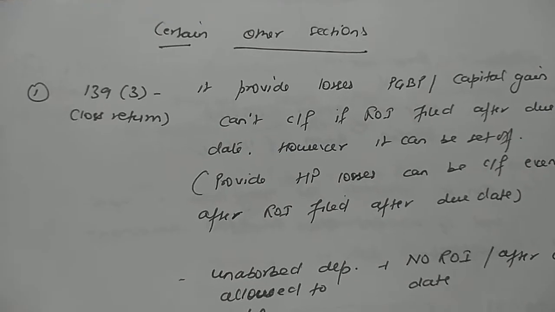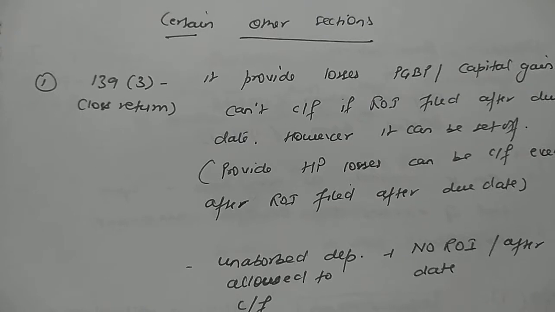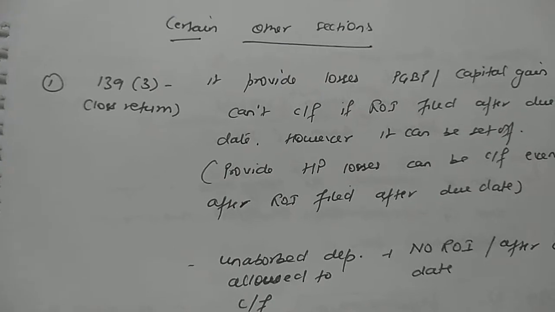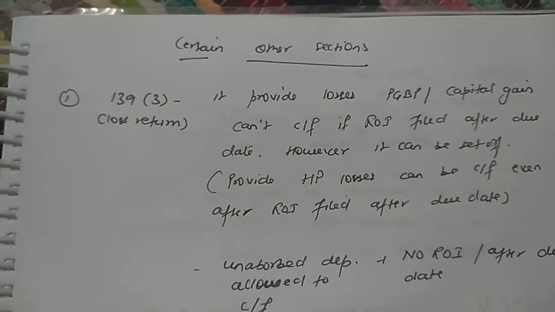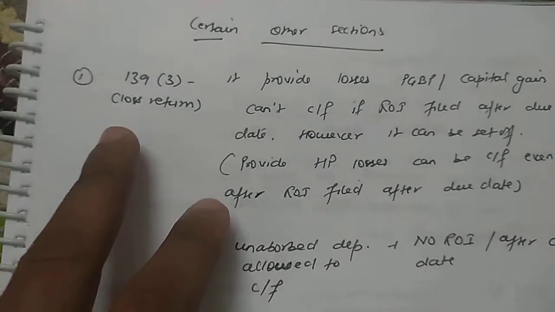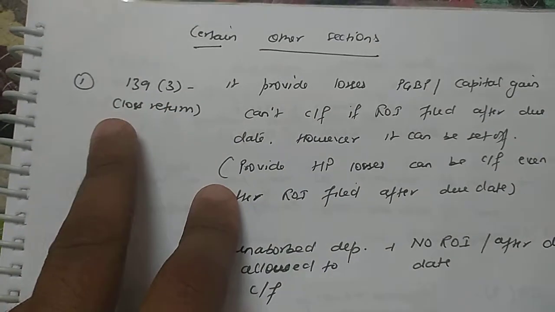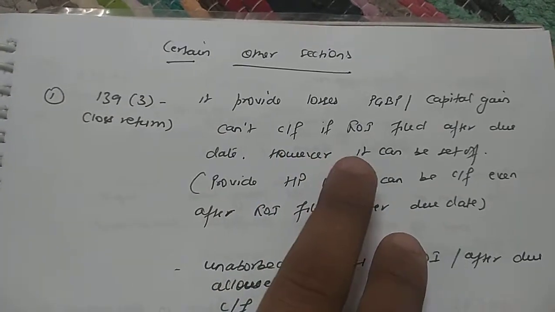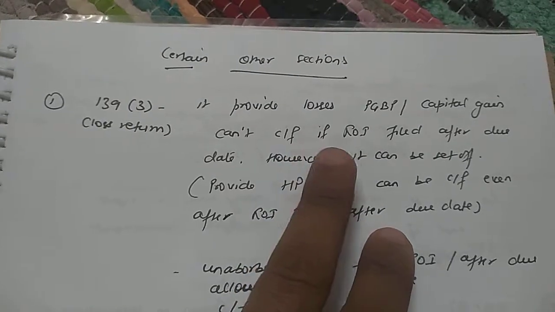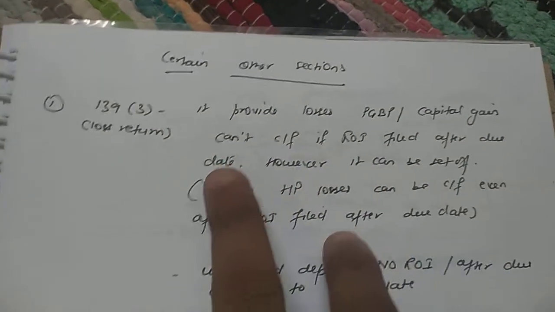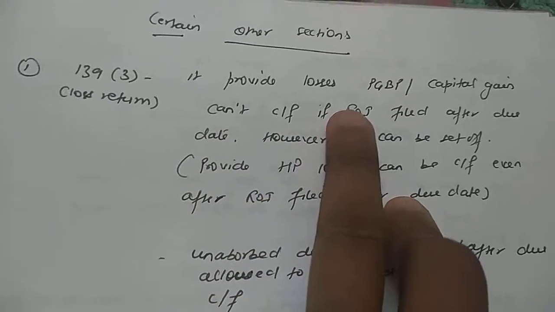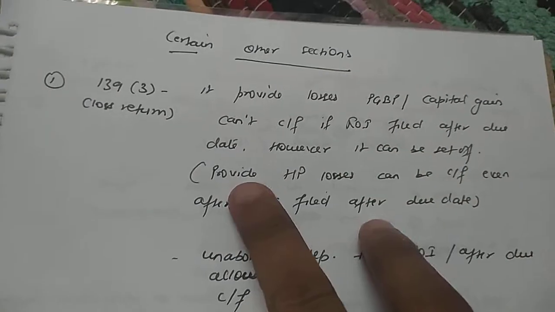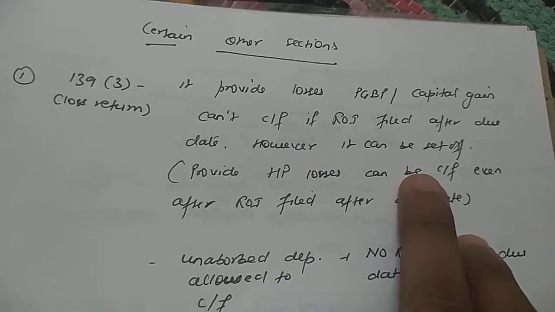Now let's move forward and talk about the other subsections of section 139. The first subsection we need to discuss is 139(3), which talks about the loss return. It says if the taxpayer has a loss under PGBP, that is profits and gains from business or profession, or has a loss under capital gains, then they cannot carry forward their losses under these heads of income if they file the return of income after the due date. However, they can set off their losses.